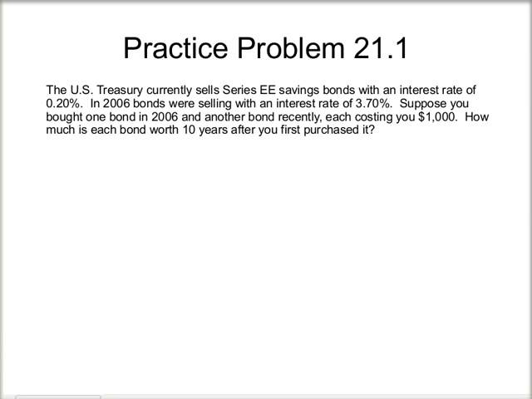Let's look at practice problem 21.1. The U.S. Treasury currently sells Series EE savings bonds with an interest rate of 0.20%. In 2006, bonds were selling with an interest rate of 3.70%. Suppose you bought one bond in 2006 and another bond recently, each costing you $1,000. How much is each bond worth 10 years after you first purchased it?